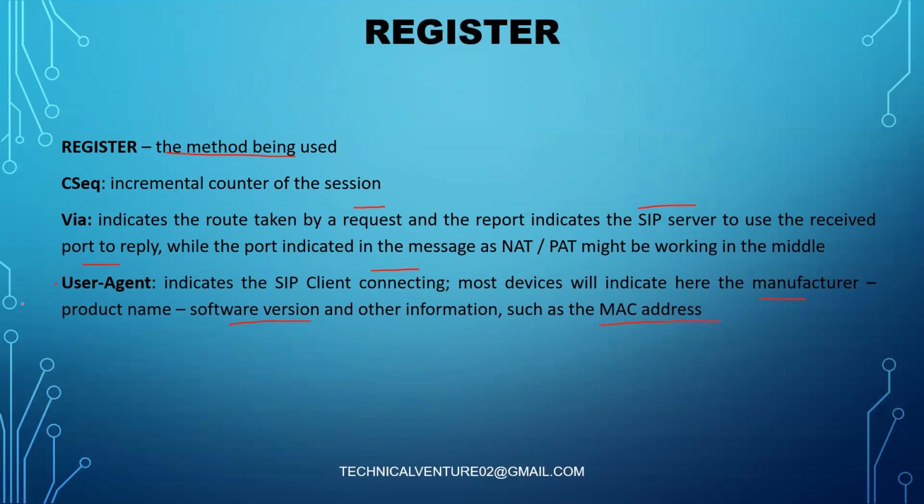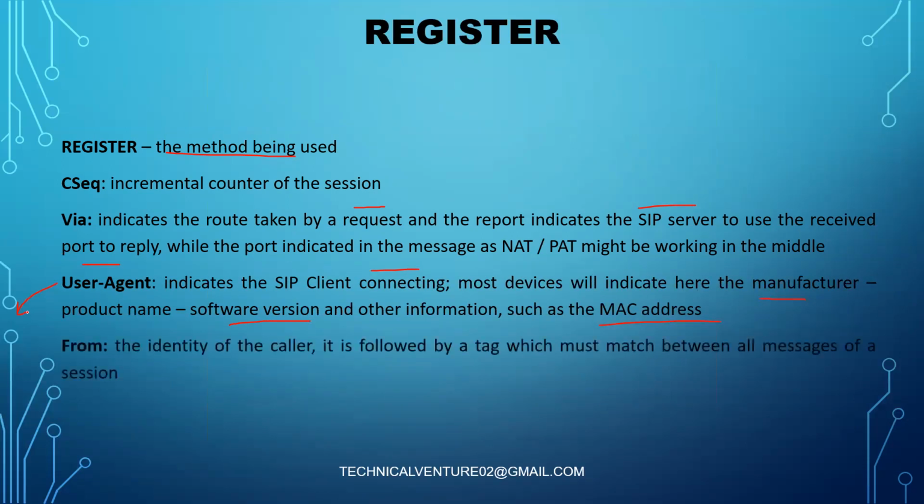So under this user agent, as you can see under the traces, most of the time it would be written as Cisco call manager agent, or maybe the SIP server address. So it can be anything. From says the identity of the caller. It is followed by a tag which must match between all messages.